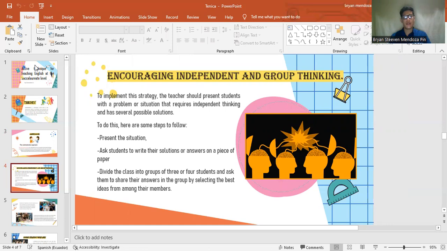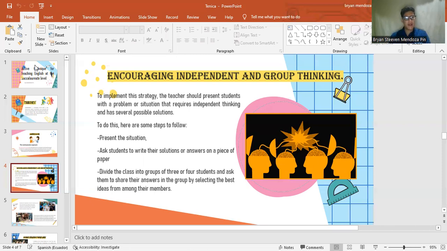The teacher should present the students a problem or situation that requires independent thinking, with several or more possible solutions. That is to say, the steps to follow are: present the situation, the problematic, or ask the student to write their solution or answer on a piece of paper or on the board or maybe a mental map. Yeah, a mental map is a better way to do this technique.